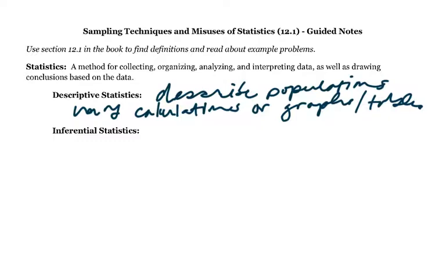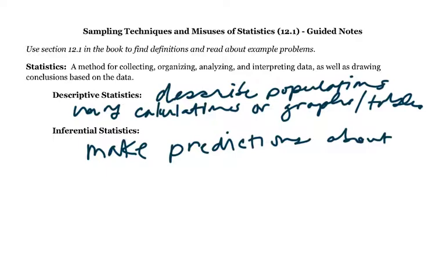Okay, so inferential statistics makes inferences and predictions about a population based on a sample of data from the population in question. So this is used to make predictions or generalizations about a population. Descriptive statistics actually describe the data that we have there. Inferential statistics is used to make predictions about an entire population based on a smaller sample.